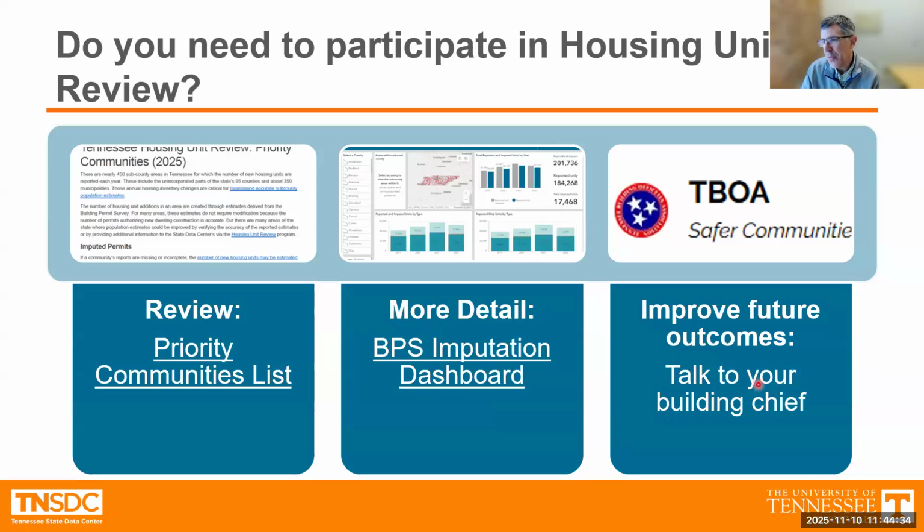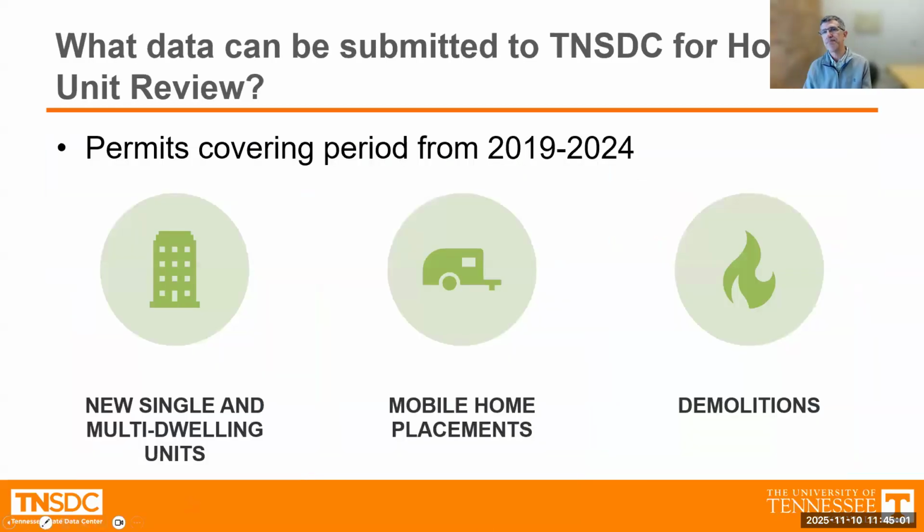The third thing to do is to have a talk with your building chief and just make sure that they understand now that it's not just about an economic indicator for the nation. It really is an important part of estimating the population for a municipality. So to improve future outcomes, just make sure that if they see that building permit survey, that they respond to it. If you have trouble determining who's receiving the building permit survey, let us know. We can maybe help you find out who that person is.